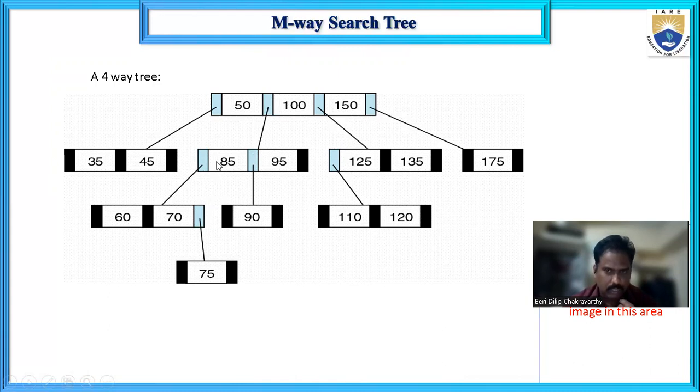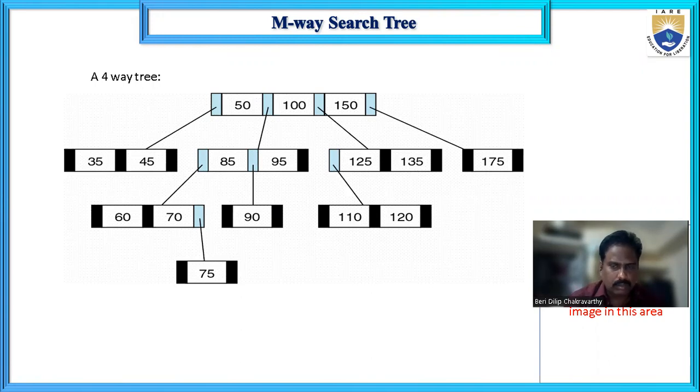Observe that for these nodes also we follow the same procedure. All here are less than 85, and here greater than 85 and less than 95. We are placing like that. Similarly, observe here for this node all the elements are less than 125, such as 110 and 120. So this is a four-way search tree.